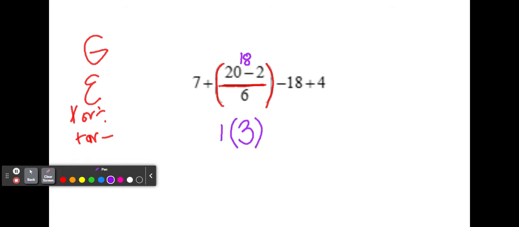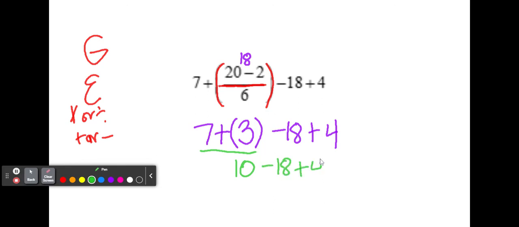If I want to keep my parentheses there, I can, but I'm going to copy down the whole rest of the problem. I actually don't need those parentheses, but I'll leave them there just to help me separate, I guess. Now I've got addition, subtraction, and addition, so I'm going to do addition first because it comes first in the problem, left to right. 7 plus 3 is 10, and then I'm going to copy down the rest of my problem so that I don't skip any steps. And then I'm going to do subtraction because it comes first in the problem left to right, and 10 minus 18 is -8. And then I'm going to do my last step, -8 plus 4, which is -4.